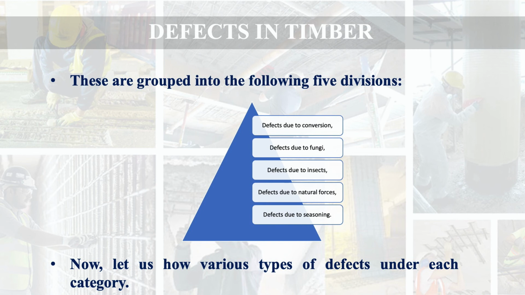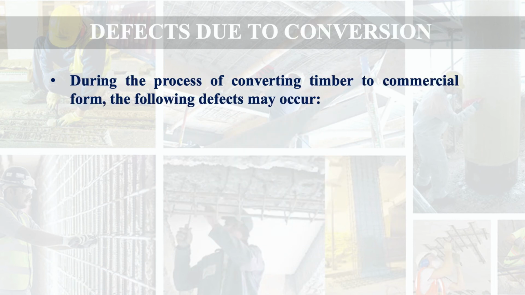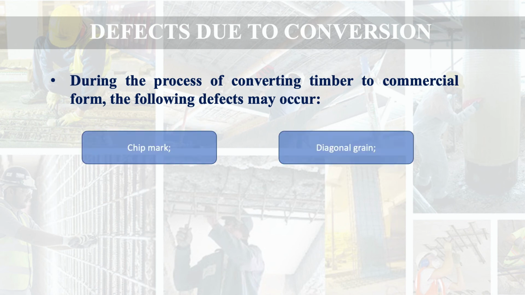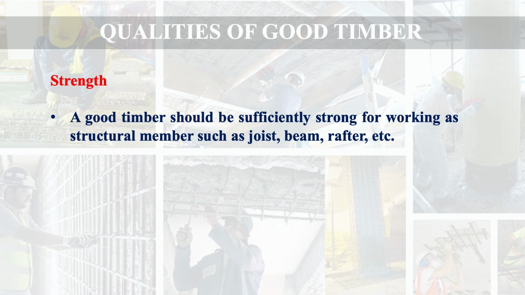Now let us look at the various types of defects under each category. Let us have a look first at defects due to conversion. During the process of converting timber to commercial form, the following defects may occur. What are these? First is chip mark, second is diagonal grain, third is torn grain, then fourth is vein. Let us discuss one by one.